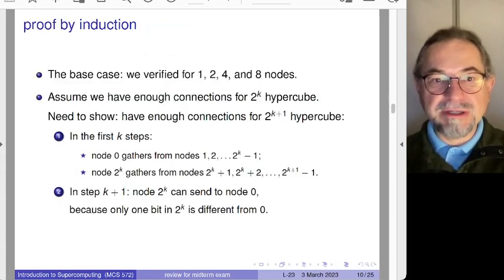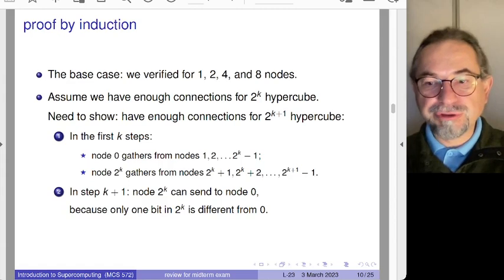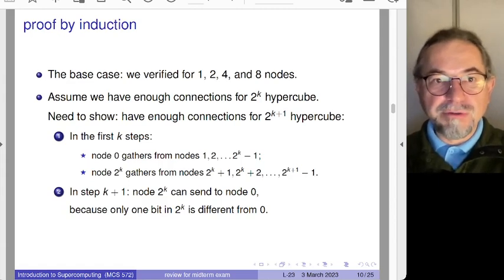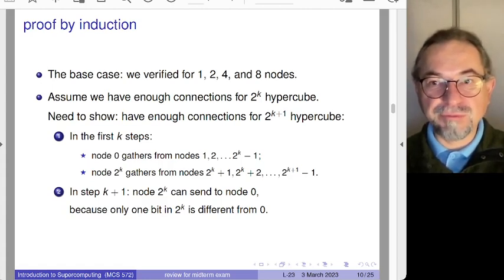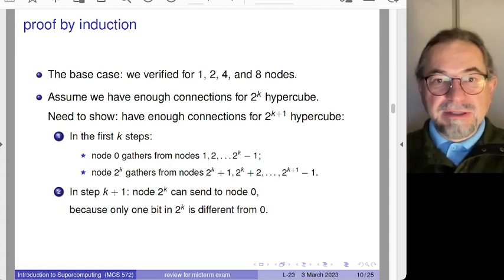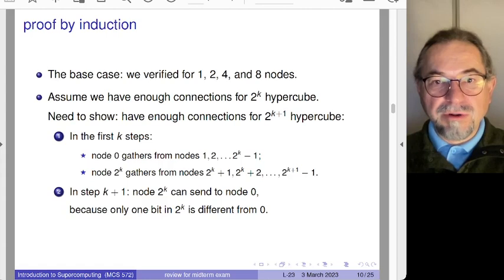And this shows the solution of this problem for the base case. So here I worked out the largest base case, but it would essentially already be sufficient if you would verify this for 2 nodes. Then in the induction proof, we go from 2 to the power k to 2 to the power k plus 1.